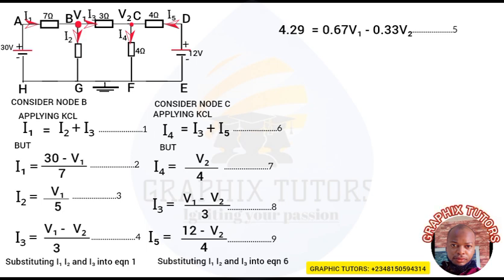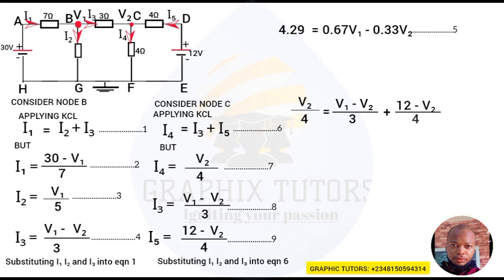Substitute into equation 6 above, right? We'll say that my I4 will now be V2 over 4 equals to my I3, which is V1 minus V2 all over 3, plus my I5, which is what? 12 minus V2 all over 4.